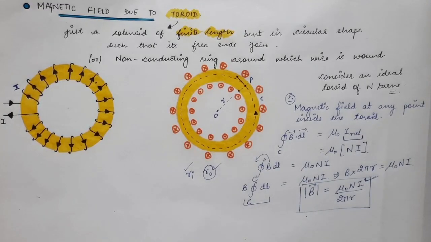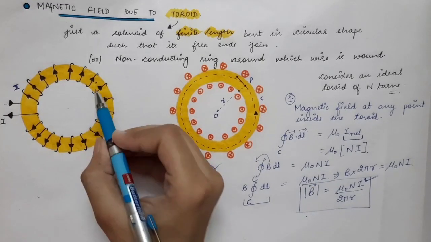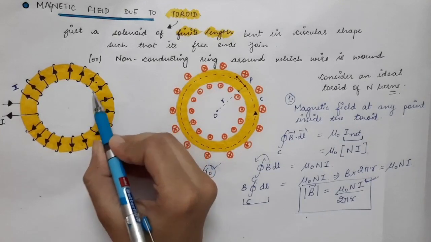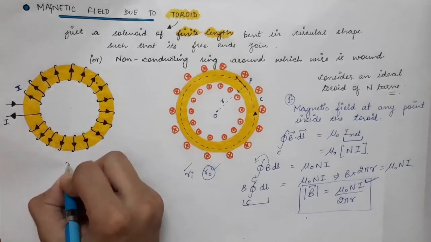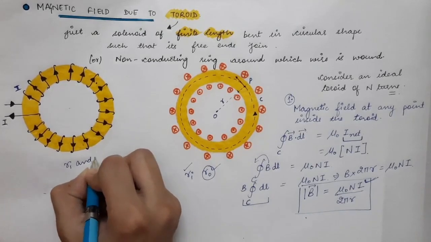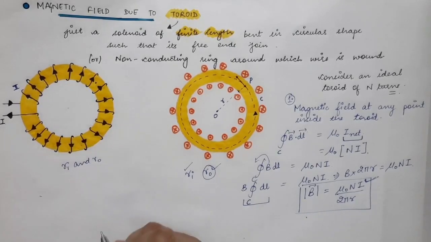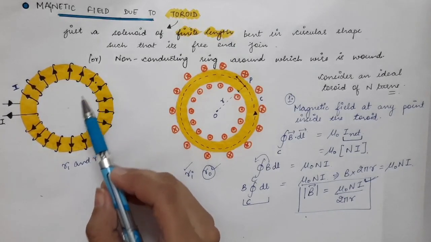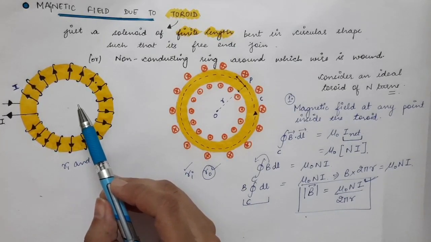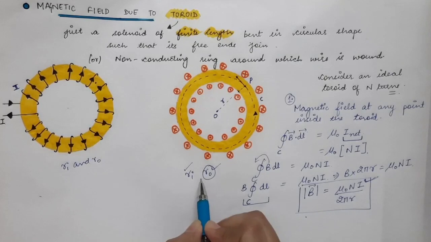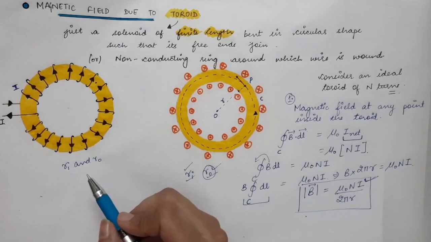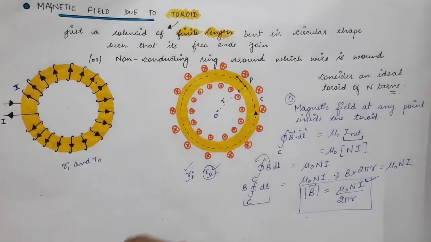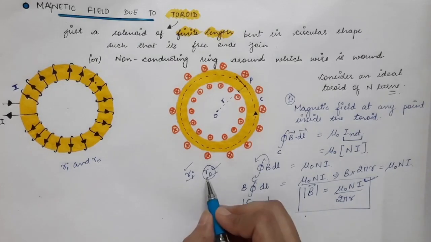Now what if the cross section of the toroid is very small, means the cross section of these turns is very small. In that case Ri and Ro will be approximately equal. So if the cross section of each turn of the toroid is very small, then the radius of the inner edge and the radius of the outer edge will be approximately equal. So we can neglect the variation in r.